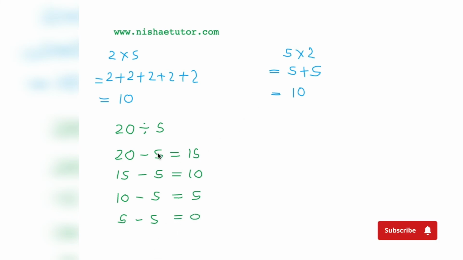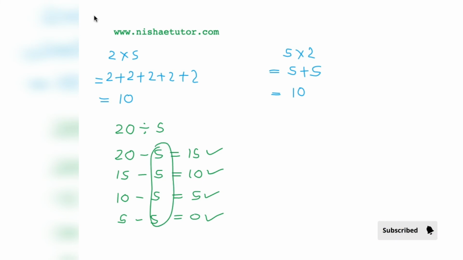So here how many 5s did we subtract? 1, 2, 3, 4. We subtracted 4 fives. It means our answer is 4. Okay, so 20 divided by 5 equals 4. So you can teach them like that. I am sure this trick will help you.